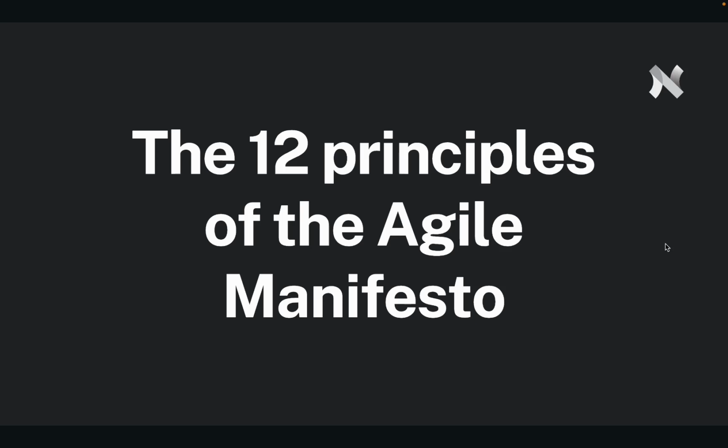In the last video, I introduced the Agile Manifesto and the 4 values of Agile. Next, I'm going to tell you about the 12 principles of Agile. These principles reinforce the message of the 4 values and provide some additional clarity.